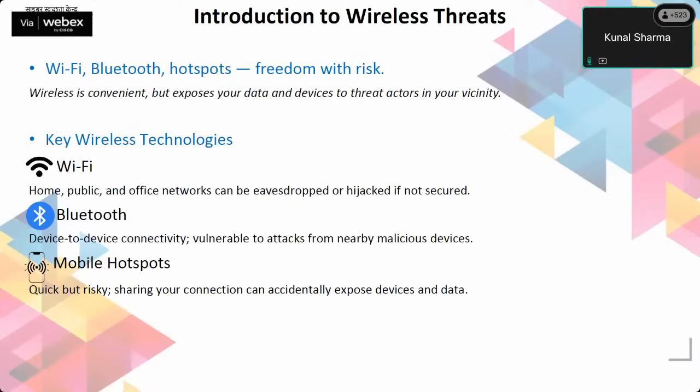And there are hotspots. We have seen that we create a hotspot on our mobile, and then we give it to other people to use. So basically the mobile becomes the wireless router. But the problem is, in this hotspot, there is no encryption at all. So anyone nearby can tap our network traffic and see what is happening.